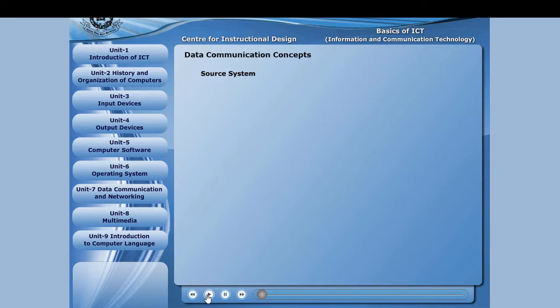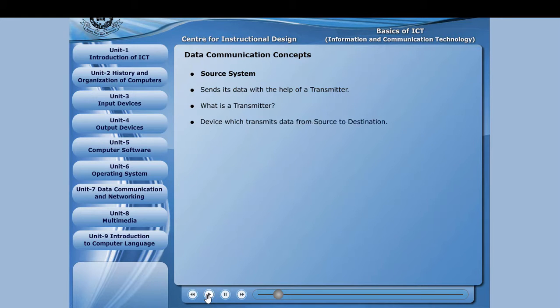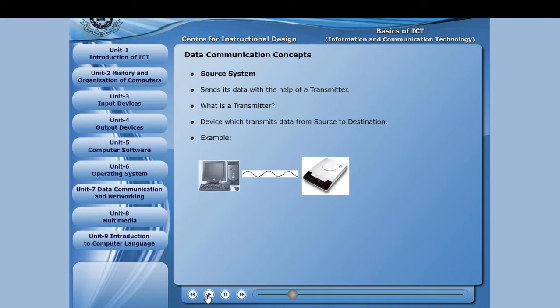The source system sends its data to the destination system with the help of a transmitter. You must be wondering, what is a transmitter? A transmitter is a device which transmits data from source to destination. For example, a modem is a transmitter which takes a stream of data from a source device such as a computer and transmits it to the destination device. In short, the source system consists of a data source followed by the transmitter as shown on the screen.